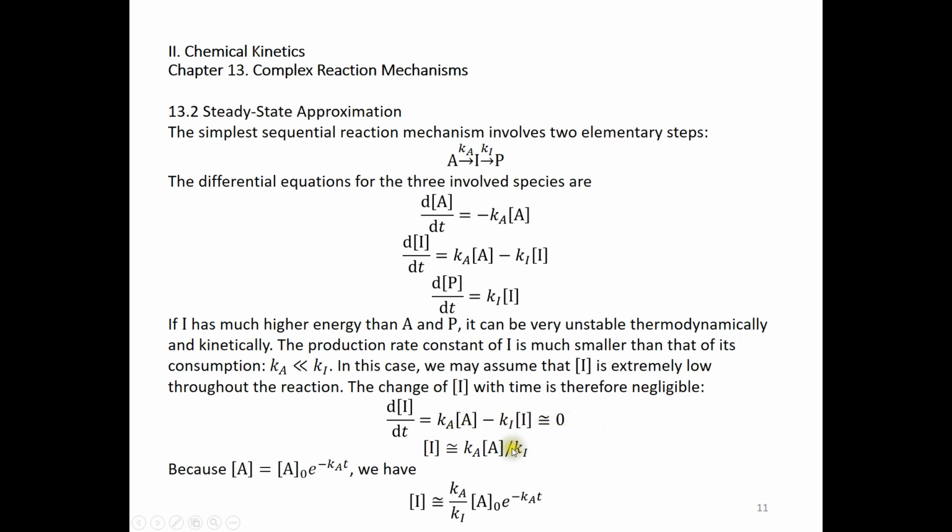Using this equation, the concentration of I is approximately k_A times the concentration of A over k_I. And because [A] is always [A]_0 times e to the power of negative k_A t during the reaction mechanism, we have [I] is approximately k_A over k_I times [A]_0 times e to the power of negative k_A t.